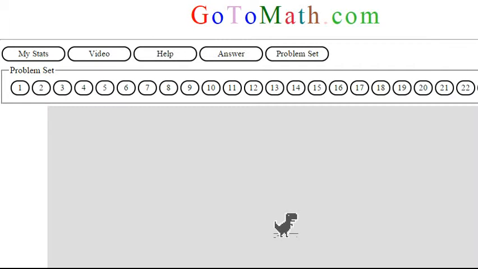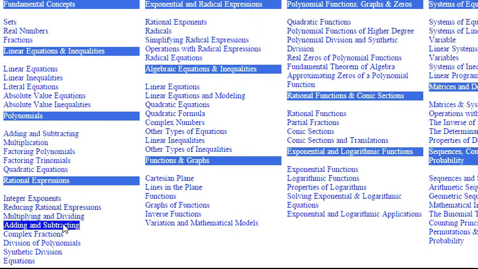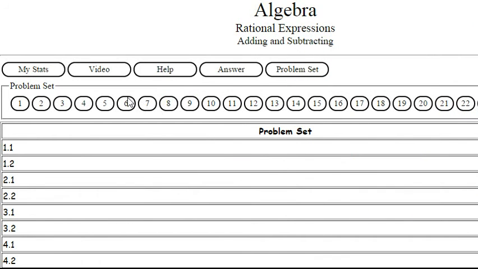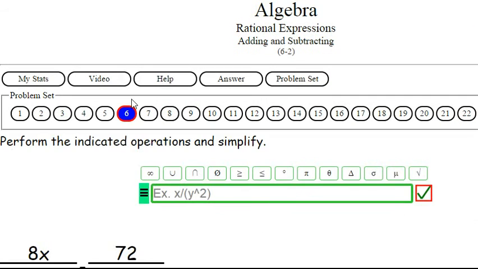Okay, we're here at GoToMath.com. Click on the algebra. Let's go down to adding and subtracting because we're learning how to add and subtract. Well, we're a little late on that, aren't we?